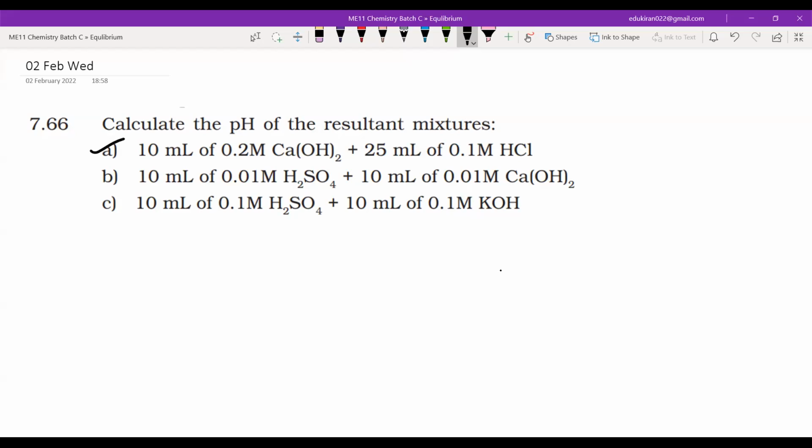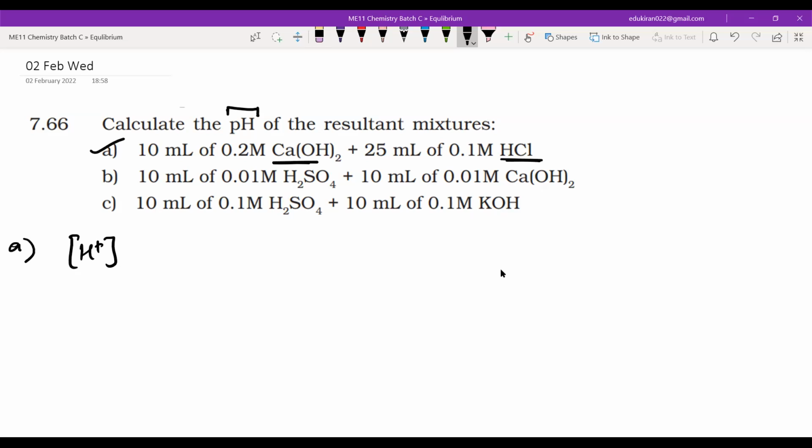Done, sir. Okay. So the first thing in this question is that you have to calculate the pH, right? So we want the concentration of H plus ions. Fine. So calculate the pH of the resultant mixture. We are mixing Ca(OH)2 and HCl. Now, obviously, you can see that they can react because Ca(OH)2 is a base and HCl is an acid.